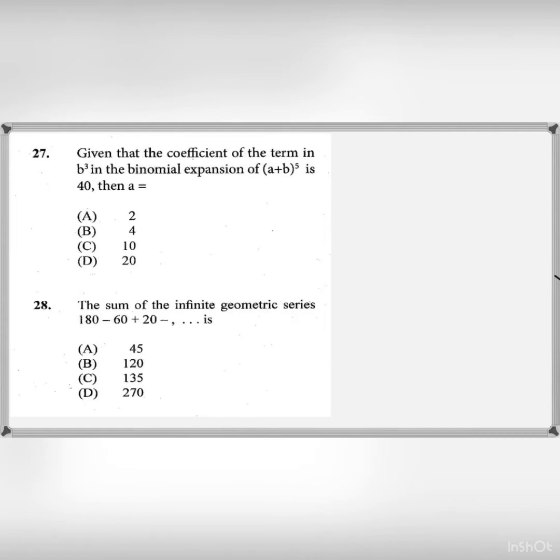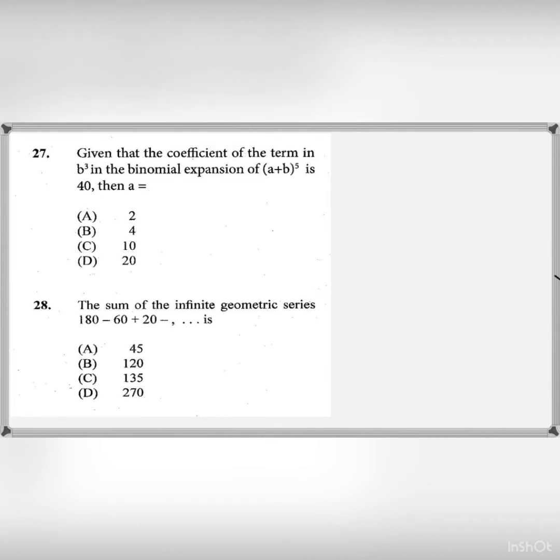Hey guys, so now let's look at question 27. Question 27 says that given that the coefficient of the term in b cubed in the binomial expansion of (a + b)^5 is 40, then a is equal to what?